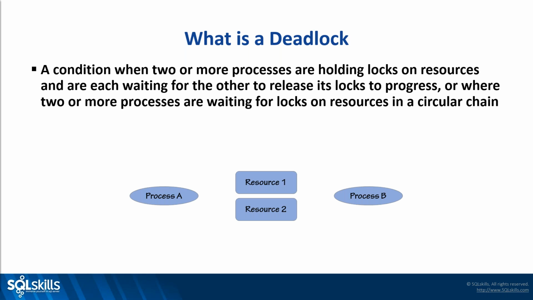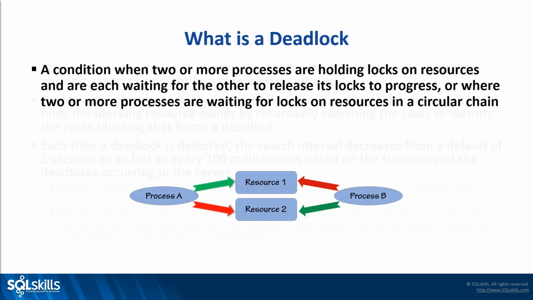So if we look at this just from a theoretical standpoint, process A locks resource 1, process B locks resource 2. If process A then wants to lock resource 2, it has to wait because it's already locked. If process B then wants to lock resource 1, it has to wait because it's already locked. And this is essentially an infinite loop of waiting that will happen unless something intervenes and handles the deadlock scenario.